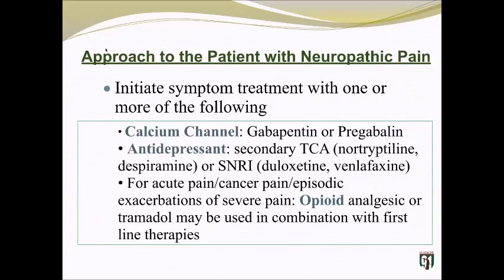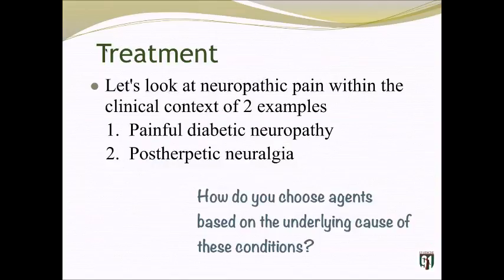And for those that may not really respond to the first two, especially for those with acute pain, cancer pain, and episodic exacerbations of severe pain, then our opioid analgesics such as tramadol may be used in combination with the first-line therapies. So two examples wherein neuropathic pain is very much evident would be painful diabetic neuropathy, as I mentioned earlier, present in almost 25% of the patients, and post-herpetic neuralgia.